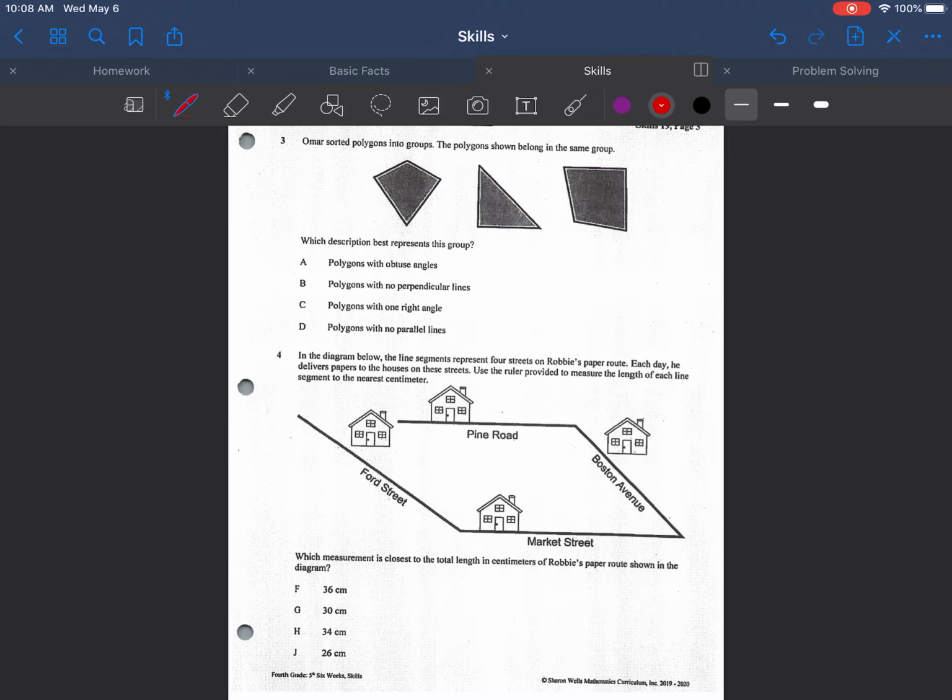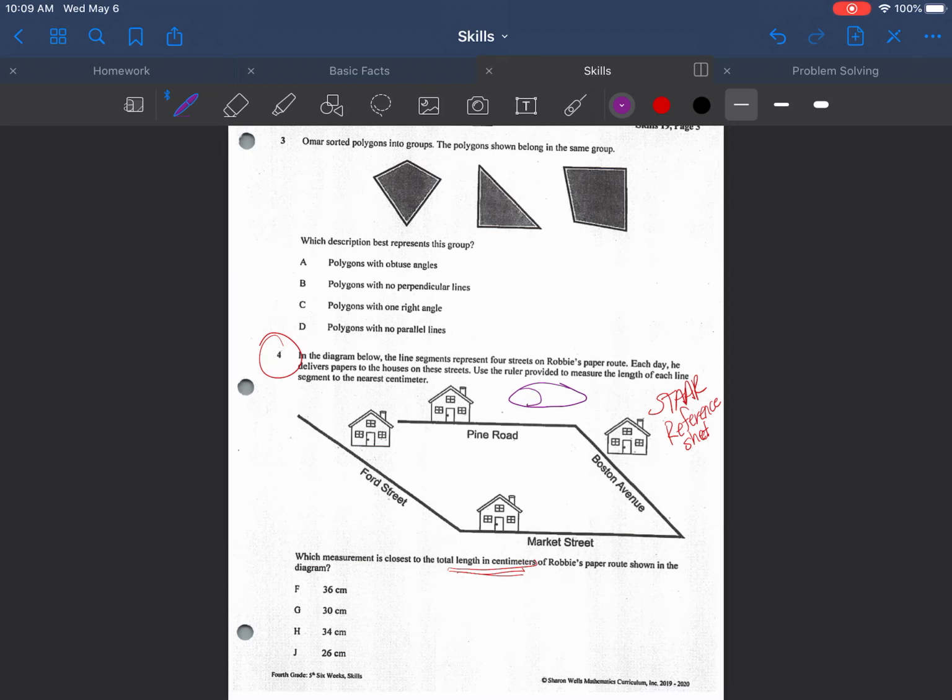So now we're going to go ahead and go into the next one, which is going to be Skills 19, page 3. I'm going to go ahead and do number 3 because you guys will be responsible for number 4. For number 4, you're actually going to have to measure the total length in centimeters. So you're going to need your STAAR reference sheet. If you do not have your STAAR reference sheet, you're going to have to look for a, what is it called? A ruler.